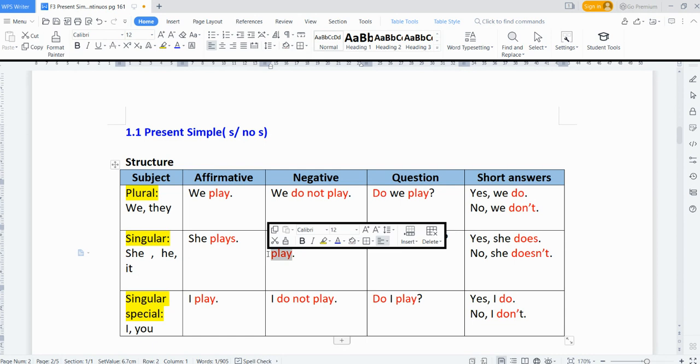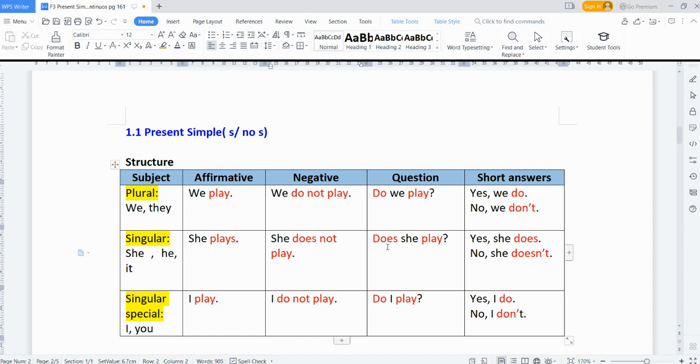This main verb must be in root form. Okay, she does not play. If it's a question, then you ask, does she play? Does should be in front. And if you want to answer the question, you have to say, yes, she does, or no, she doesn't.